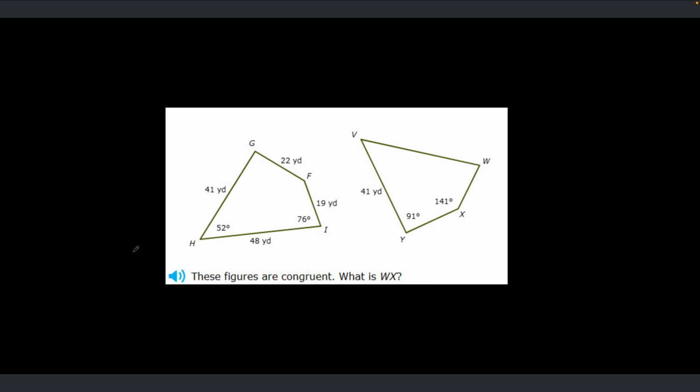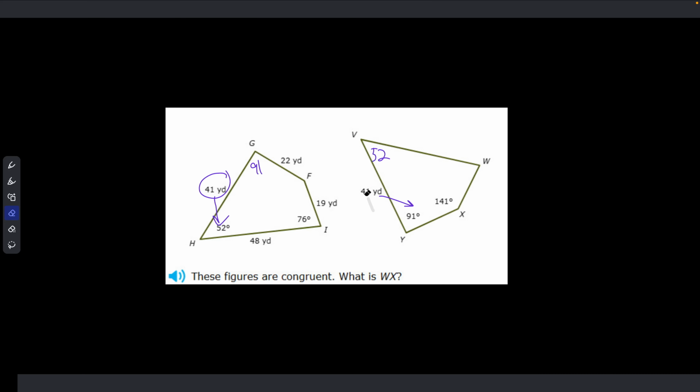And what jumps out to me is that I have this 41 here and this 41 here. Now, notice that this 41 is connected to a 52-degree corner, and this 41 is connected to a 91-degree corner, which means that in the first shape, in the left shape, this has to be 91 degrees, because I learned that from the second figure. And in the second figure, this has to be 52 degrees.